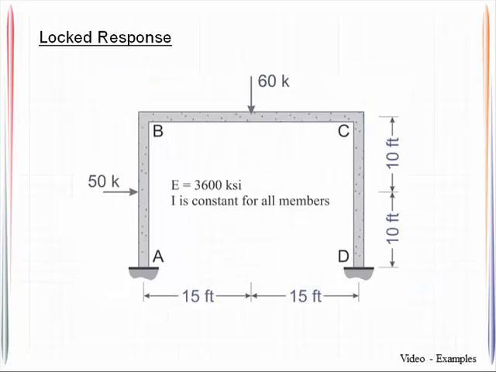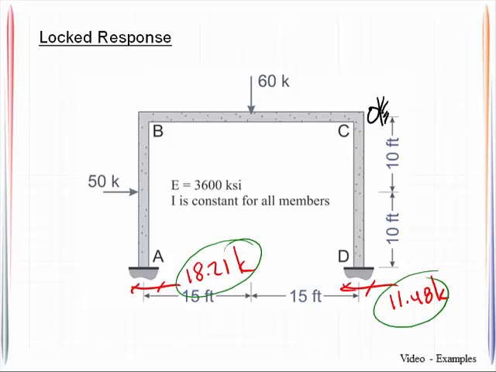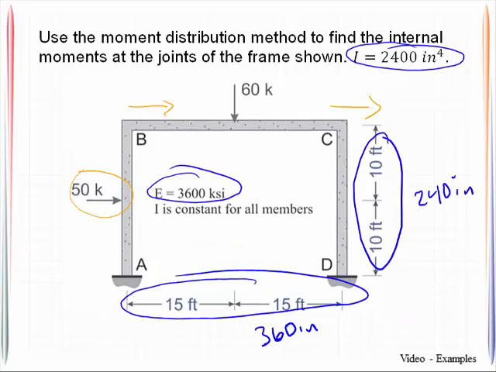So I'm going to come back here, reminding you that we've got this restrained connection. We now know that the shear reaction down here is 18.21 kips. We know here it is 11.48 kips, and then summing forces in the x direction, including this, this, and this, I can conclude that the reaction up here is 20.31 kips. So this looks like our original structure, except for the 20.31 kips up here.